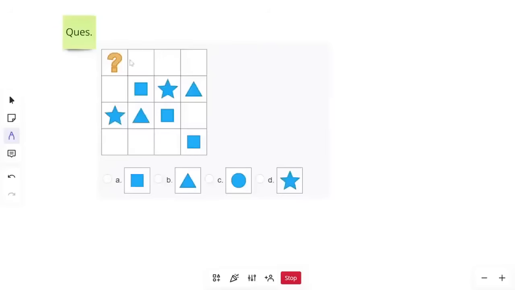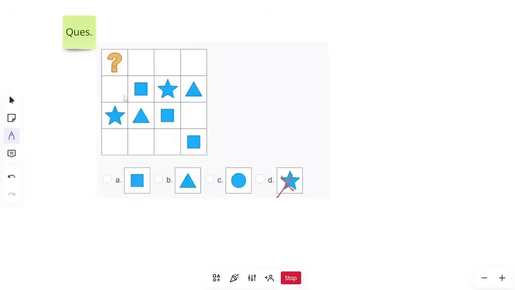Let's look at this question. In this question we have question mark at the first cell, which is in the first row and first column. Let's see which symbol can come here. Obviously star cannot come because star is in the same column. So we will eliminate star. Then we will see what are the other options.